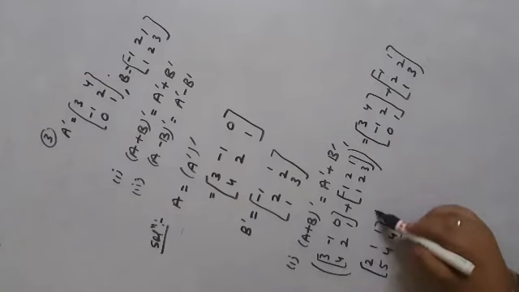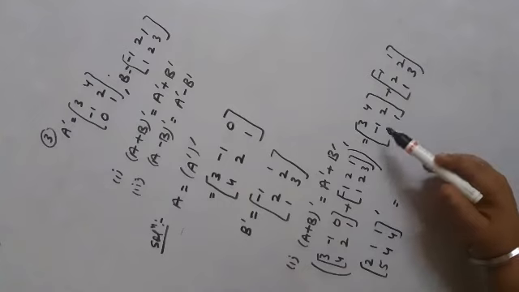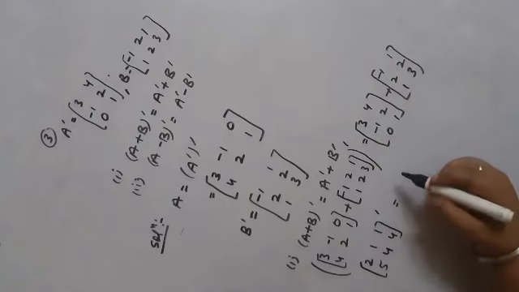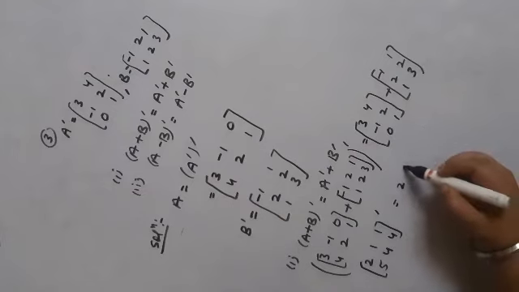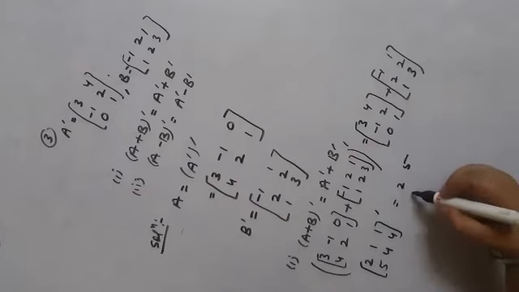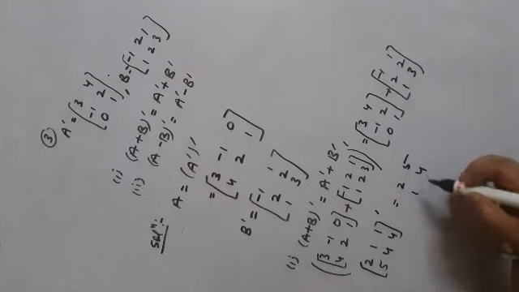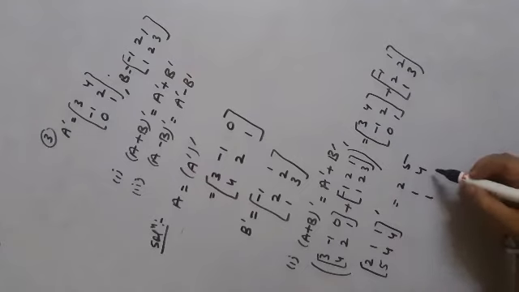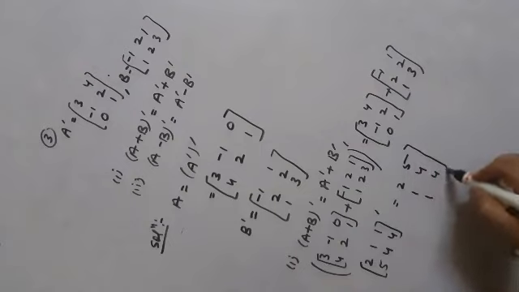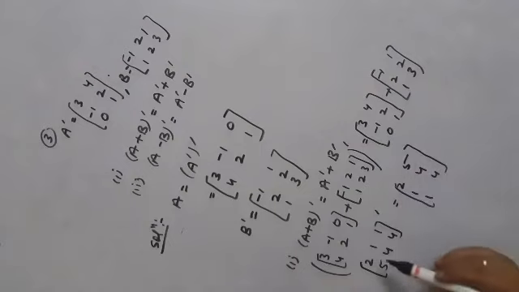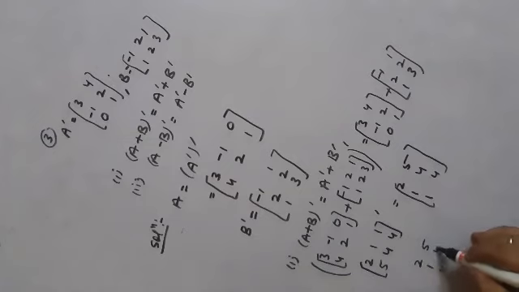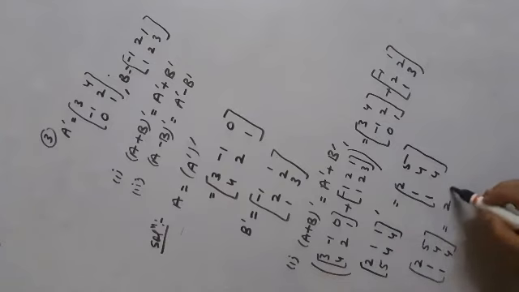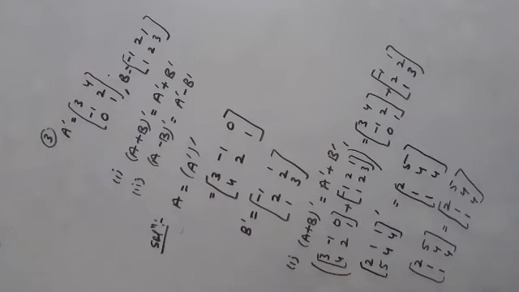Then whole transpose. Now 3 minus 1, 2, 4 plus 1, 5, minus 1 plus 2, 1, 2 plus 2, 4, 0 plus 1, 1, and 1 plus 3, again 4. Then the transpose of this matrix will be 2, 1, 1, 5, 4, 4, which equals 2, 5, 1, 4, 1, 4. Now LHS equals RHS, hence it is verified.